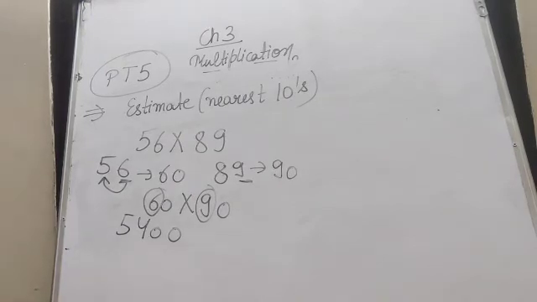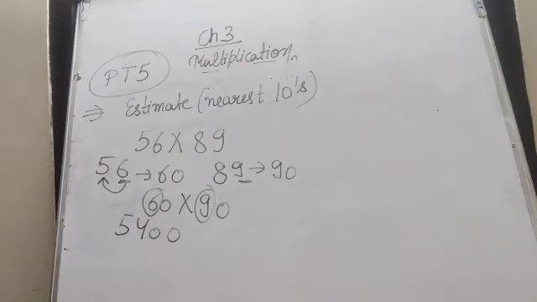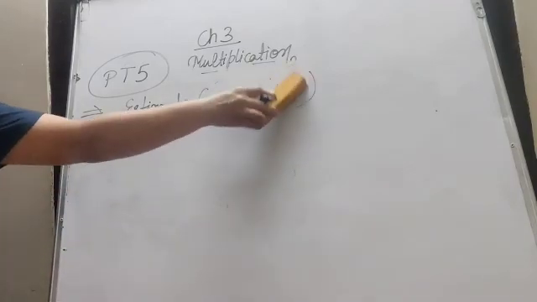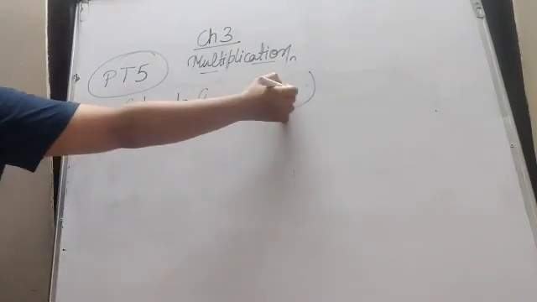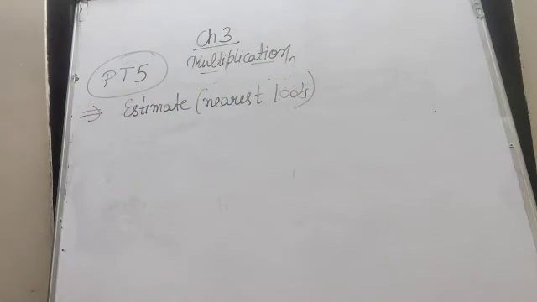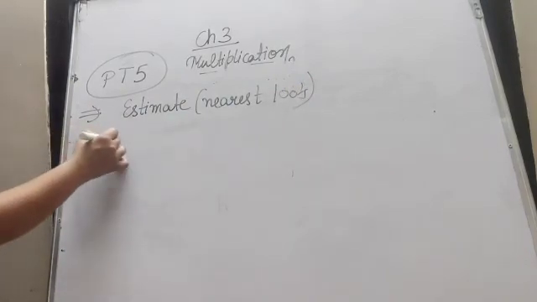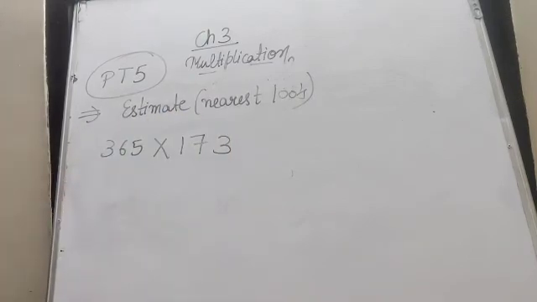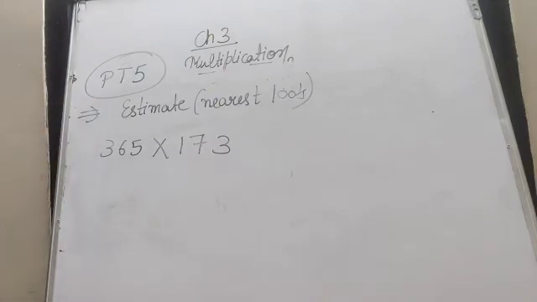Is it clear? Sure? Very good. Moving to one more. That is nearest 100. It's very simple. 365 multiply 173. Okay. We have to round off nearest 100.